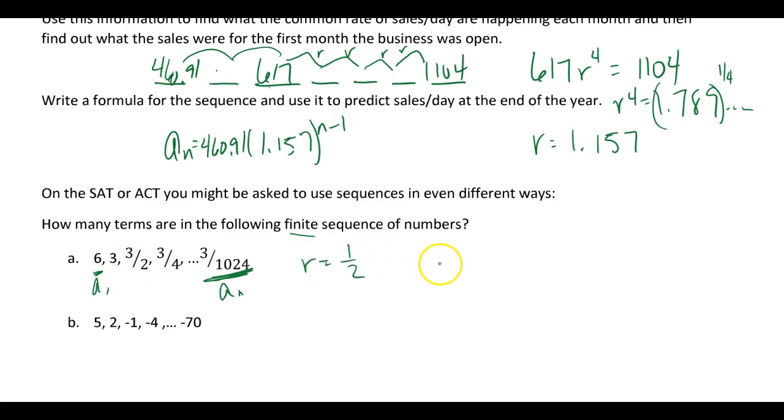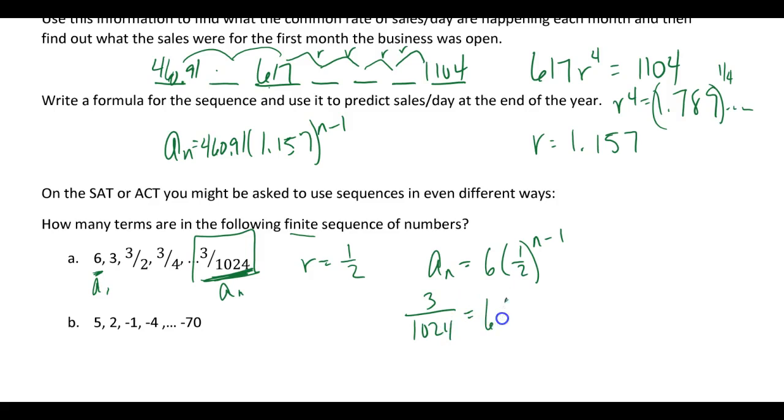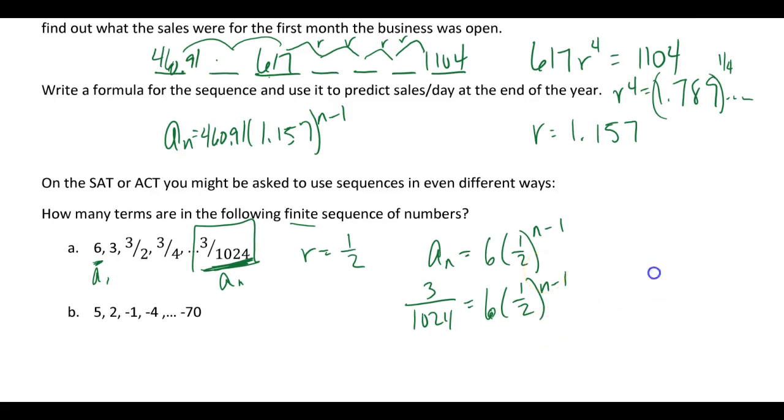So I'm going to start with a formula. A sub n equals, what's my A1? So 6 times my rate to the n minus 1 power. Now I don't know n, that's what we're trying to find. So what I'm going to do is take what is in that last spot already and plug it in right here. And then I'm going to solve. And actually, for the sake of time on this video, I'm not going to solve. Well, I should because it's logs and everybody loves logs, right?